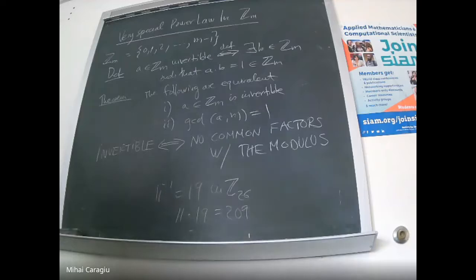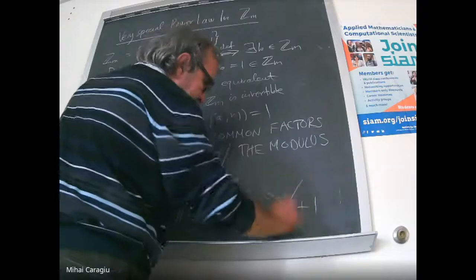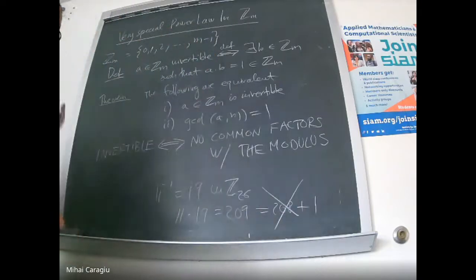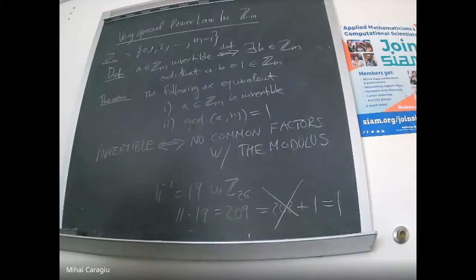And if we divide 209 by 26, the biggest multiple of 26 which is less than 209 is 208. So this will be 208 plus 1, with a remainder of 1 when divided by 26. So 11 and 19 are inverse to each other in the ring Z26. To be invertible means there is no common factor with the modulus.